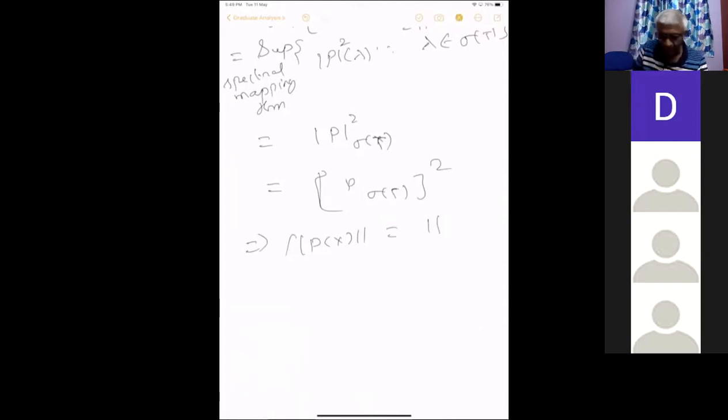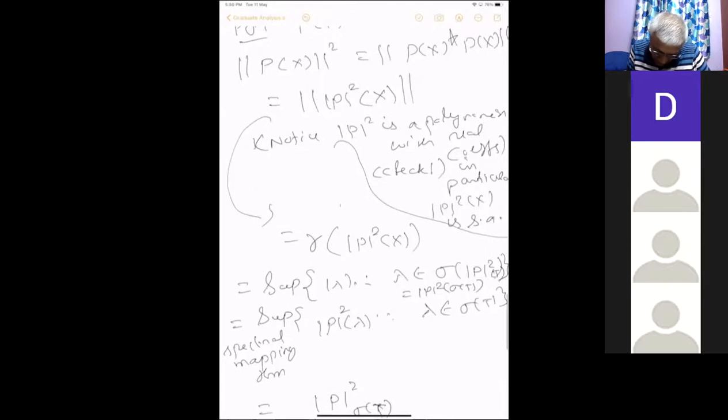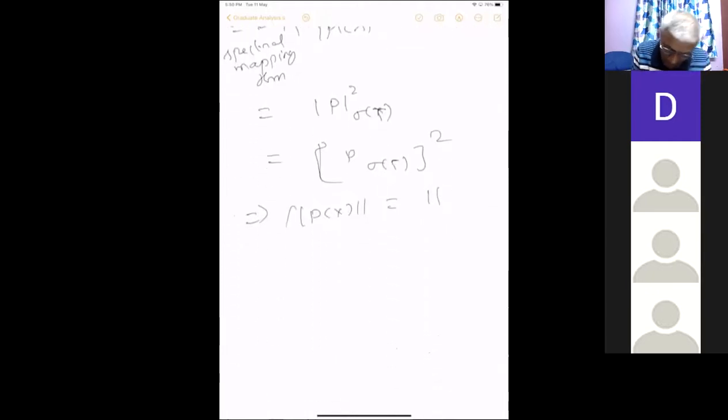From the spectral mapping theorem, it follows directly that the spectral radius of |p|^2 of x is |p|^2 of the spectral radius of x. Yes, that's right. Okay. So this implies norm of p of x equals norm of p.